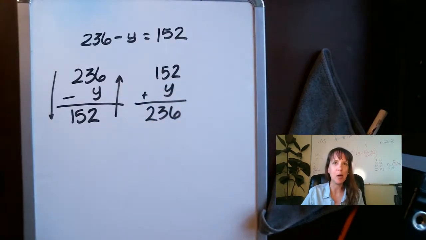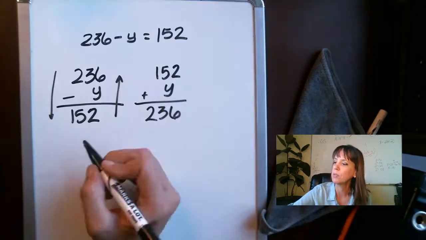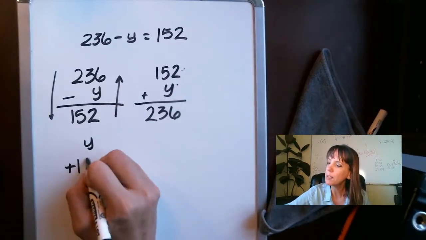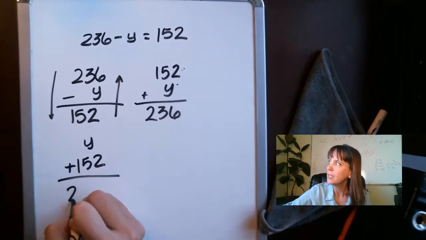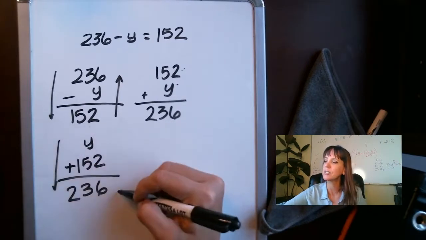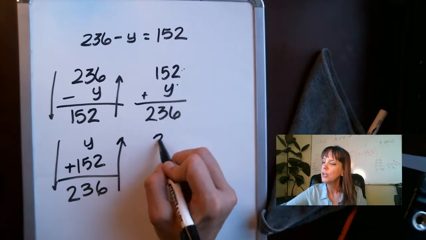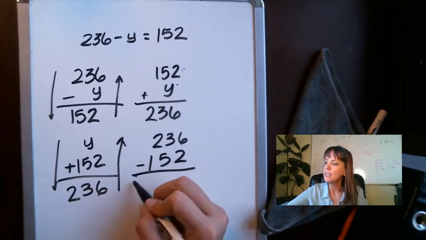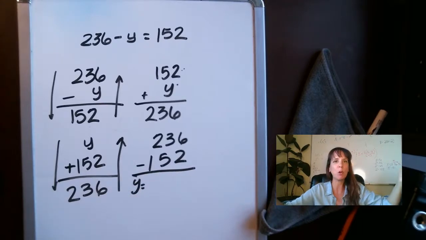Well, that doesn't really help us, but based on the commutative property, we can flip those two around. Y plus 152 is 236. Well, if we add in this direction, let's subtract in that direction. 236 minus 152 is y. And yes, that works for us.